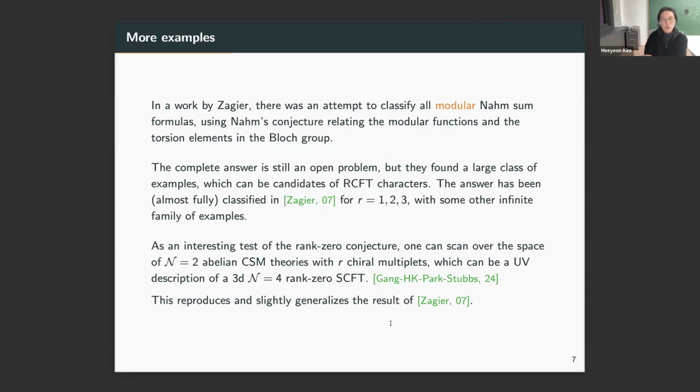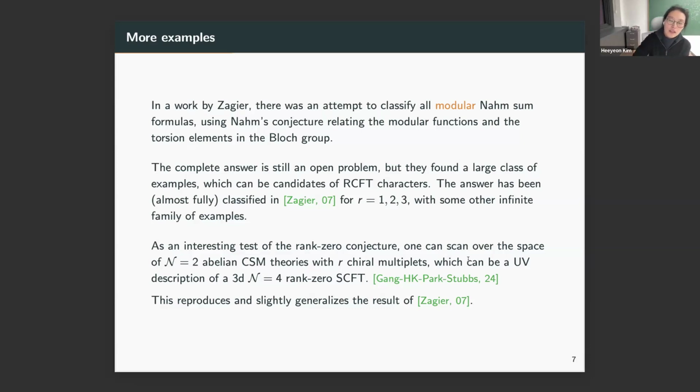And relatedly, in a work by Zagier in the early 2000s, there was an attempt to classify all modular Nahm sum formulas. And this attempt was by using the Nahm conjecture relating the modular functions and the torsion elements in the Bloch group. The complete answer is still an open problem, but in this paper, Zagier found a large class of examples that can be candidates of RCFT characters.